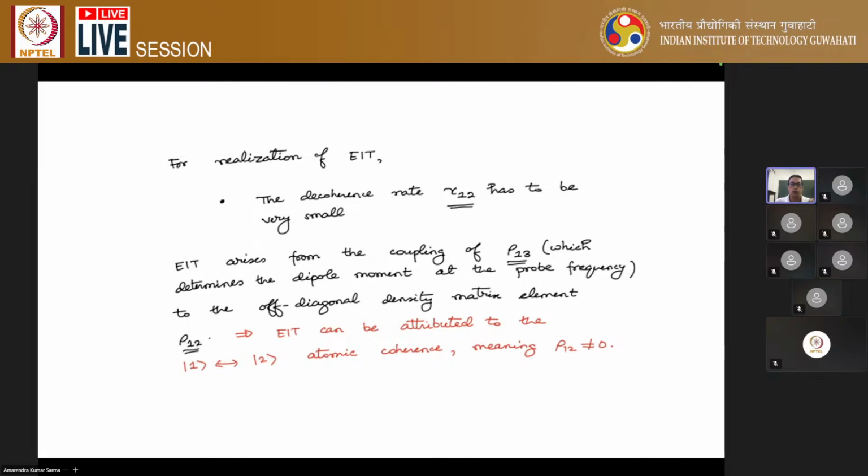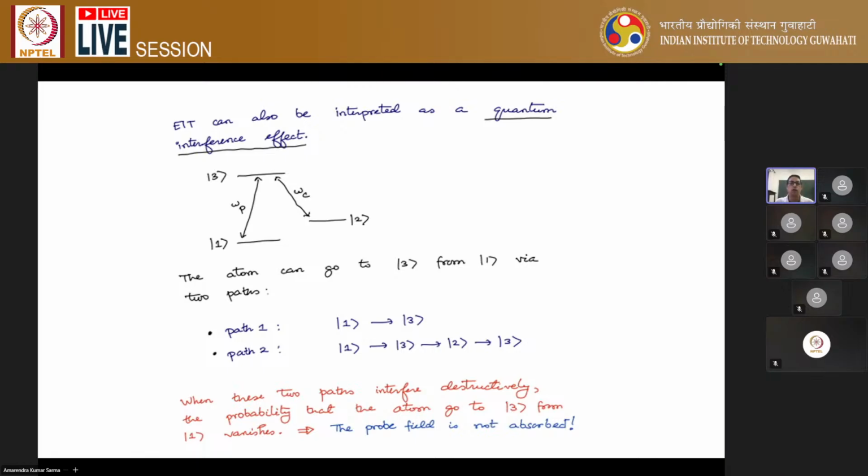And this decoherence rate gamma 12 has to be very small, and also EIT arises due to the coupling between the first, rho 13, and what is rho 13? It corresponds to the energy levels 3 and 1, between which you are applying the probe field. Okay, it arises due to the finiteness of rho 13, so it has to be a finite quantity. And also we discussed one simple interpretation of EIT, that is the quantum interference effect.